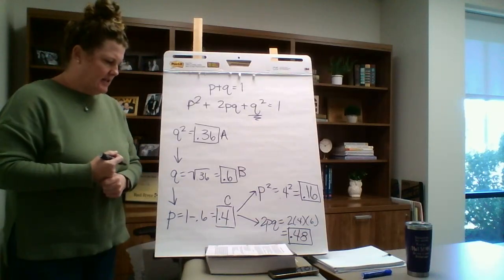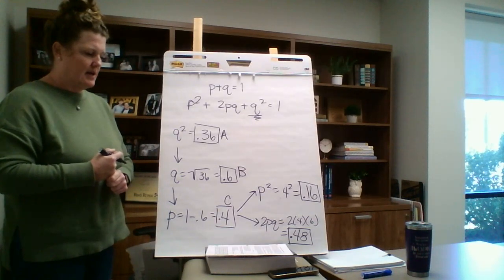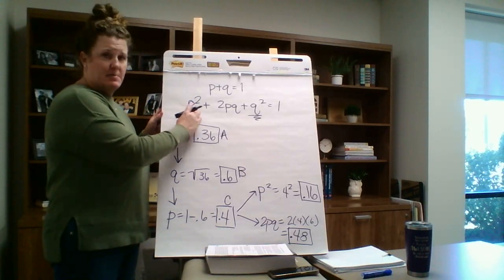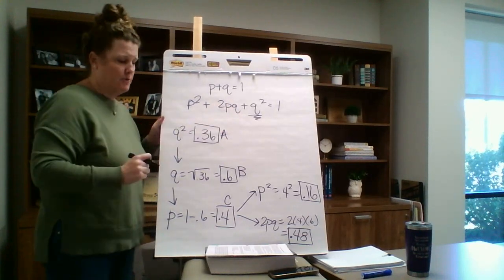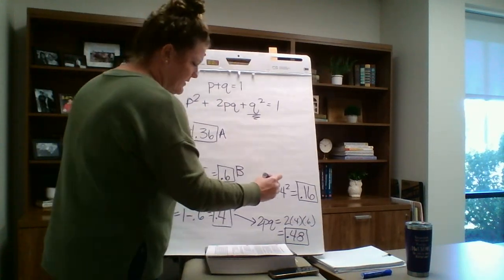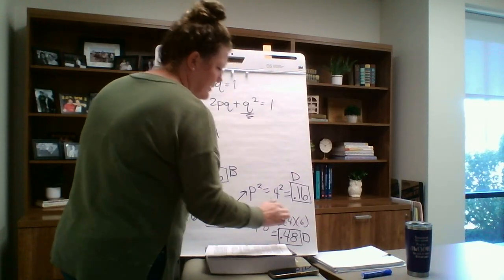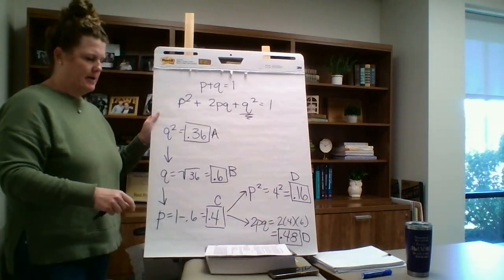The next question, D, says the frequencies of the genotypes big A, big A, and big A, little a. So big A, big A is P squared, and big A, little a is represented by 2pq. So both of these values are going to be the answer for D. So this is big A, big A, that is big A, little a.